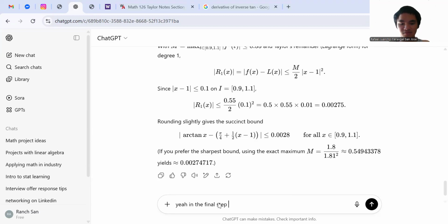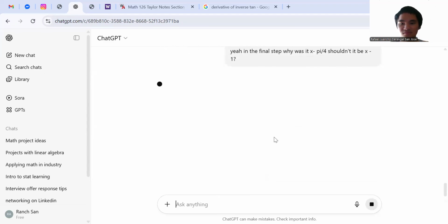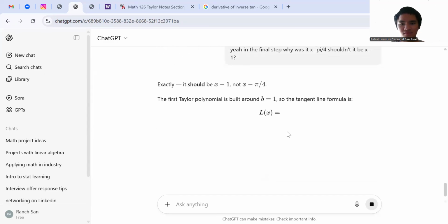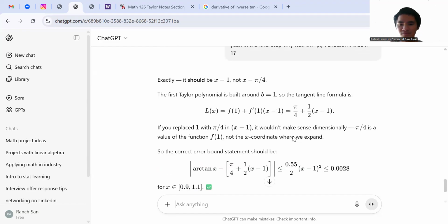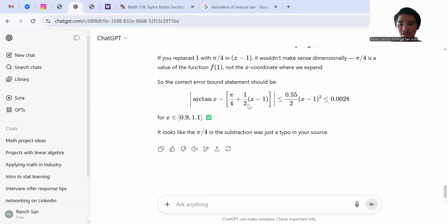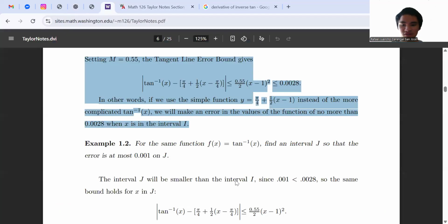In the final step, why was it x minus 5 first? Shouldn't it be x minus 1? Oh, so okay, so it was wrong. Yeah, I was so confused for a bit. So apparently it's a typo. Okay, right. So I'm going to change that in my new Taylor notes.